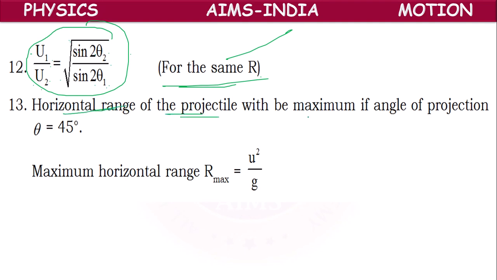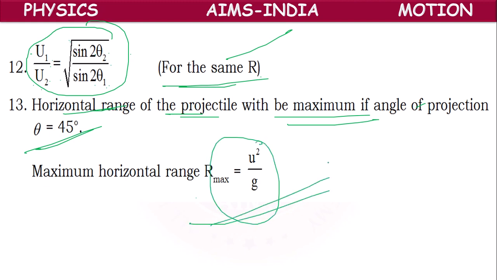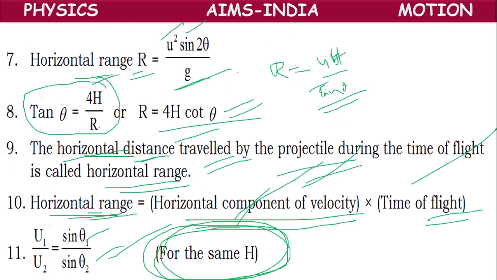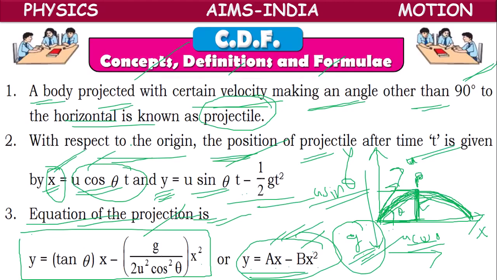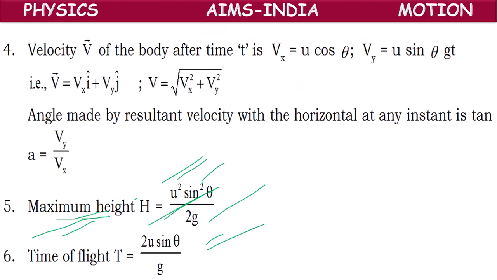So horizontal range will be maximum if the angle of projection is 45, which is equal to u square by g. So all derivations we have already learnt in conceptual. So it is just recapitulation, that's all.